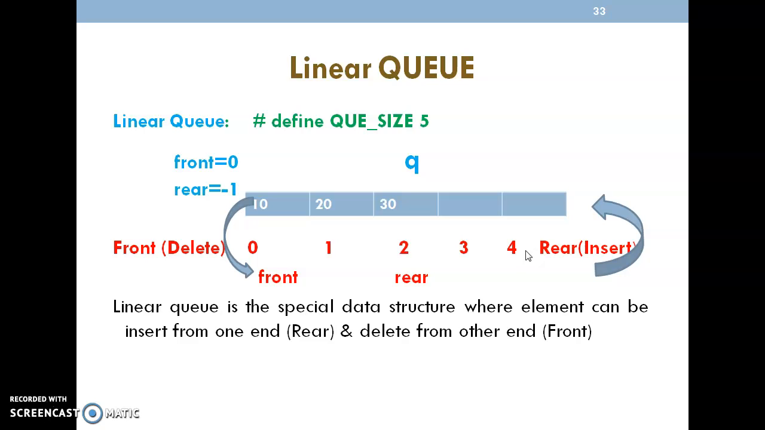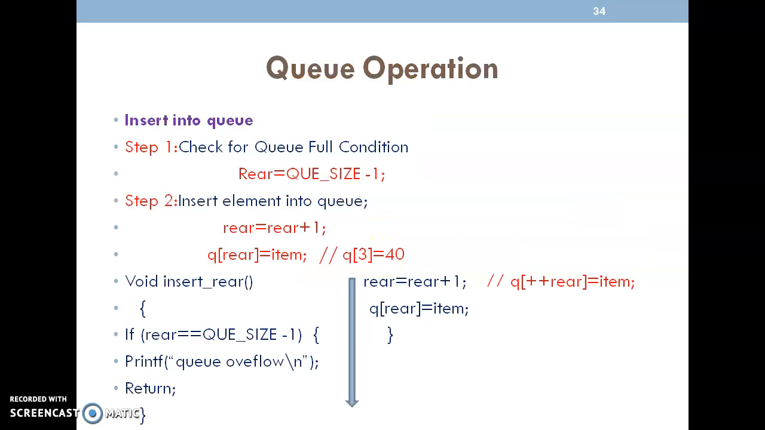So how to find the queue is full? Whenever the rear reaches the queue size -1, here queue size is 5, -1 is 4. So rear equal to queue size -1, at that time the queue is full. We can't insert any more elements into it. In that way, we go for inserting the elements.